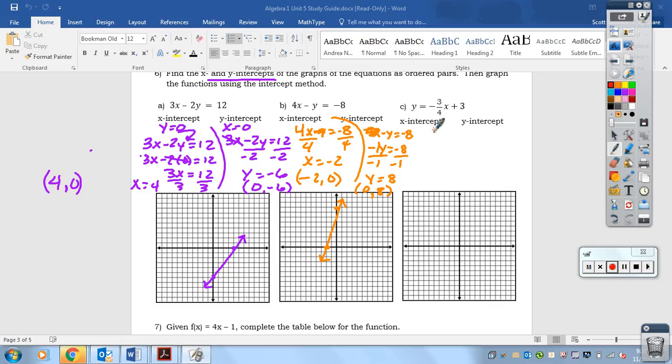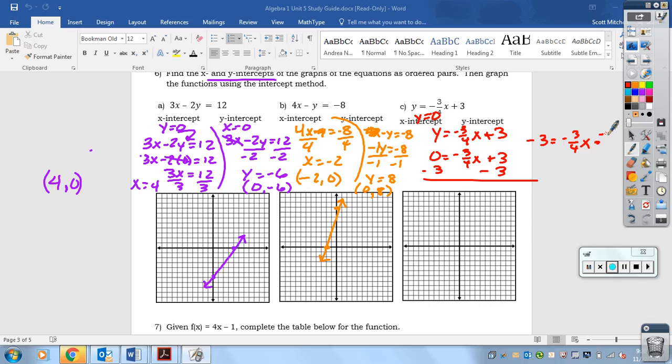Now, this one's a little bit trickier. y equals -3/4 x plus 3, and that's why we need to know both strategies. The x-intercept means that y equals 0. So instead of y, I put 0. 0 equals -3/4 x plus 3. Now I got some solving to do. Minus 3. Move over here. -3 equals -3/4 x. How do I get rid of this fraction?